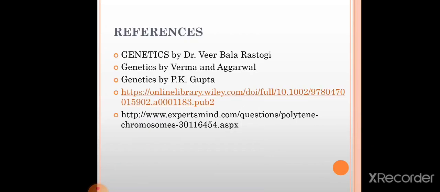You can refer to the following textbooks for more details. You can refer to Genetics by Veer Bala Rastogi, Textbook of Genetics by Verma and Agarwal, or you can also refer to the genetics textbook written by P.K. Gupta.